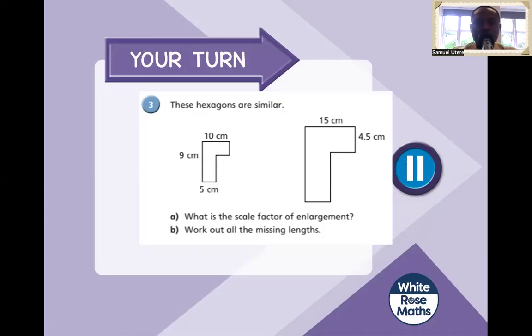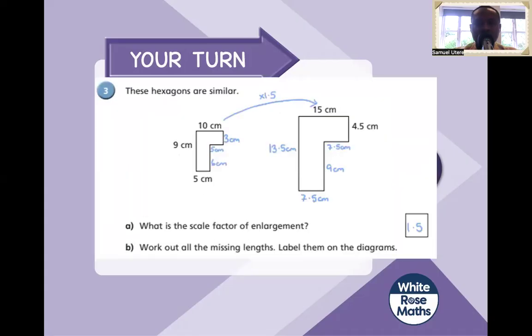Assuming you've paused the video and you've answered question 3, here are the answers. Let's discuss them. For question 3, we're asked about these hexagons, so don't be surprised it's called a hexagon. You can see a hexagon has 6 sides. We ask, what is the scale factor of enlargement to get from this shape to that shape?